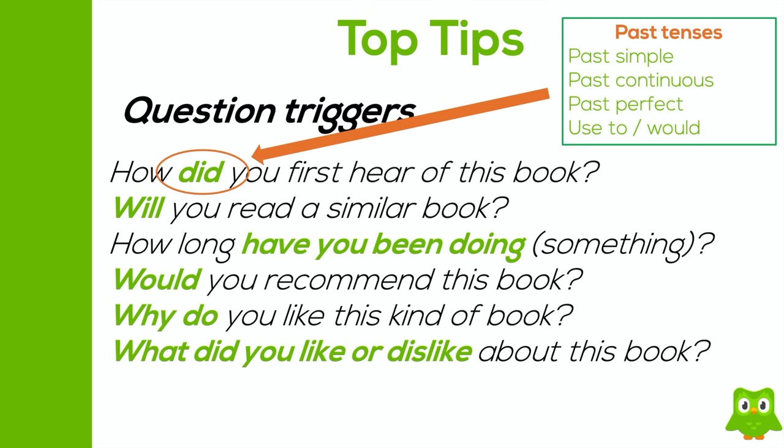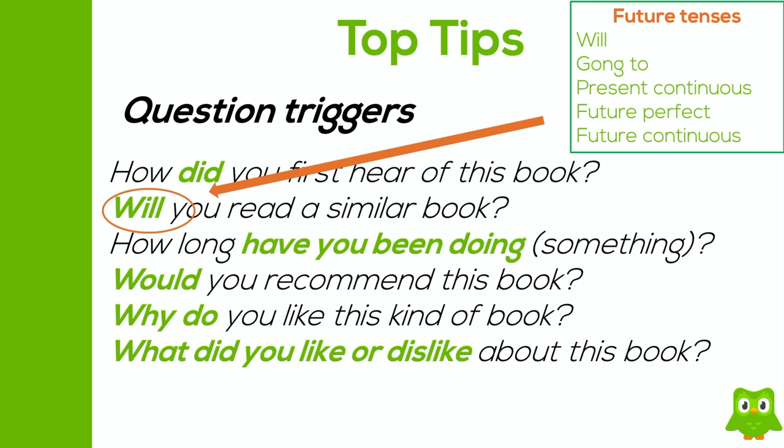The first one, how did you first hear of this book? So of course the word did is a past tense. So when you answer this question, you have to respond using one of the past tenses. So the past simple, the past continuous, past perfect, used to. That one's quite straightforward. The next question, will you read a similar book? This one refers to the future. So again, you have to respond using one of the correct future tenses. Will, going to, the present continuous, the future perfect, or the future continuous. Be sure to use the correct tense for the idea that you are talking about.